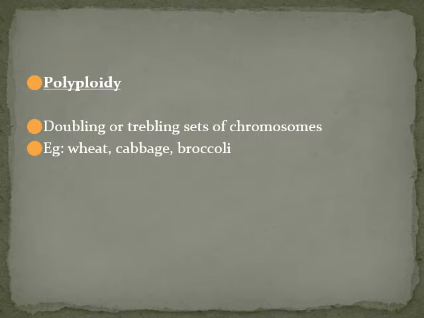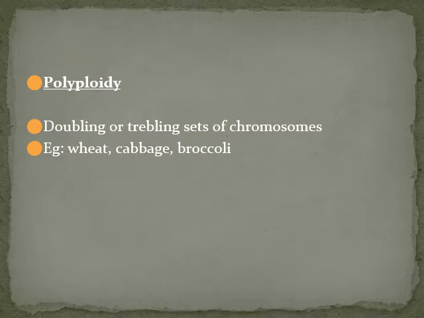Very common varieties of plants that we actually eat that are polyploid are things like wheat, cabbage, and broccoli. And a lot of that has to do with our domestication of plants and making them the best possible versions of themselves for our benefit. And I'll come back to that later on in this video about how we actually get to these ideal wheat, cabbage, and broccoli versions through artificial selection.